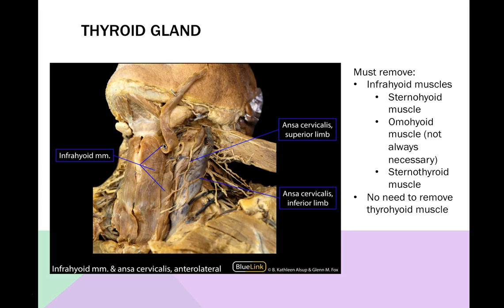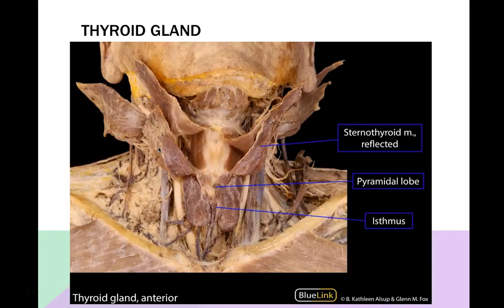And we have no need to dissect away the thyrohyoid muscle that would be sitting deep to this muscle over here because it would be found superior to the thyroid gland. So don't worry about knowing the infrahyoid muscle names. I just wanted you to be aware that they are in this location, and we will cover them in our muscular system. So here is a picture of those muscles reflected.